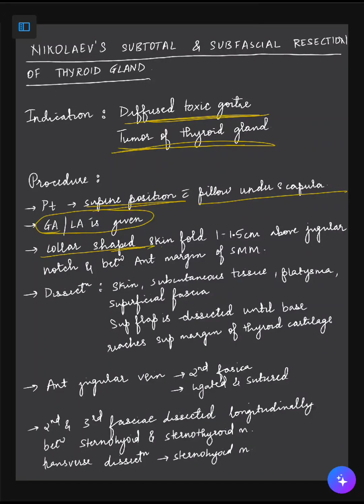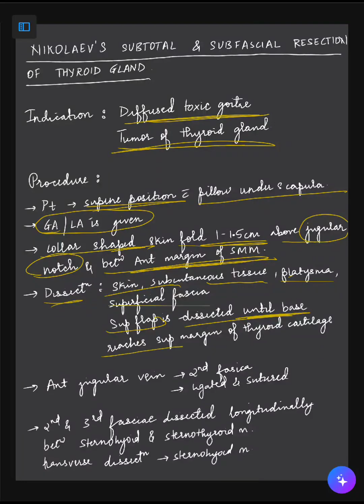Then a collar shaped skin fold which is of 1 to 1.5 cm above the jugular notch and between the anterior margin of sternocleidomastoid muscle. Then dissection is done. Skin, subcutaneous tissue, platysma, superficial fascia is dissected. Superior flap is dissected until the base reaches the superior margin of thyroid cartilage. Then anterior jugular vein, which is in the second fascia, is ligated and sutured.